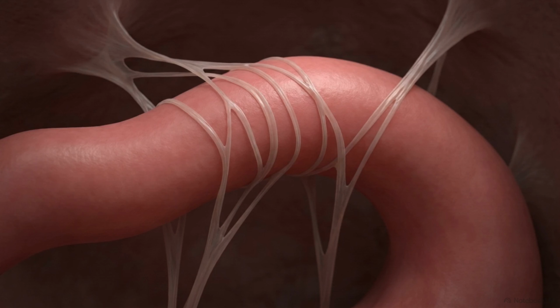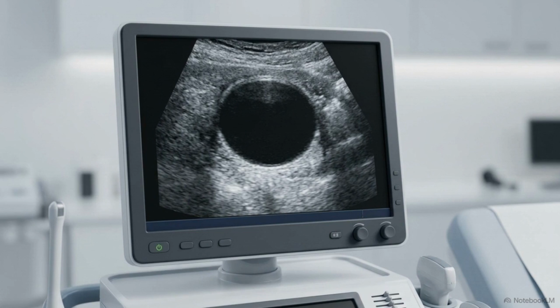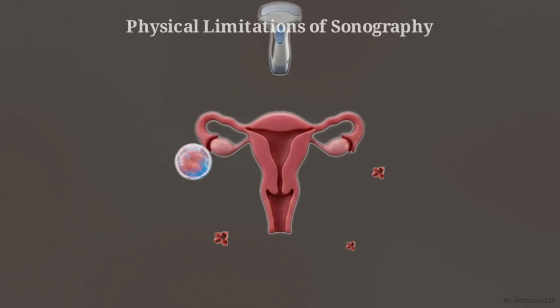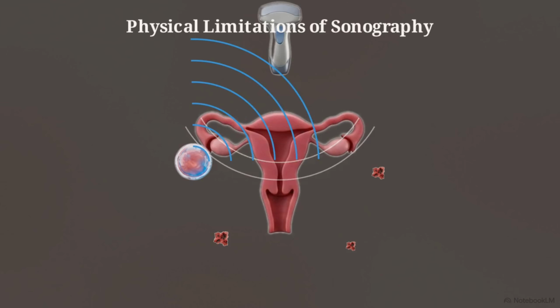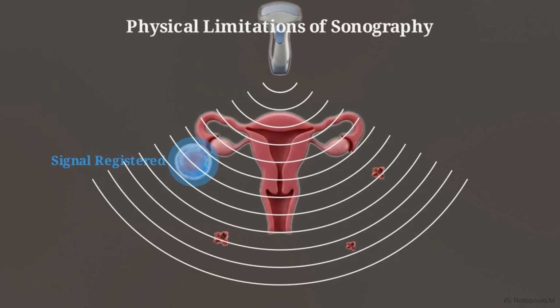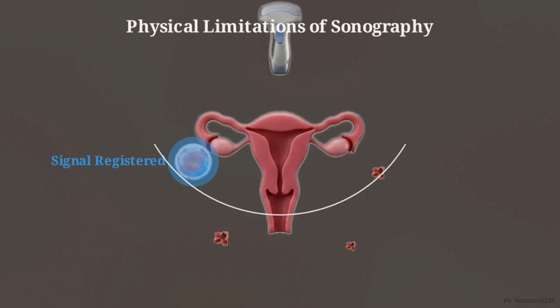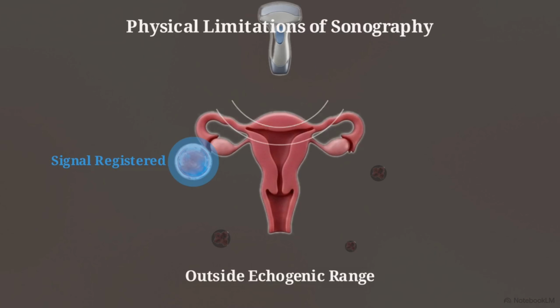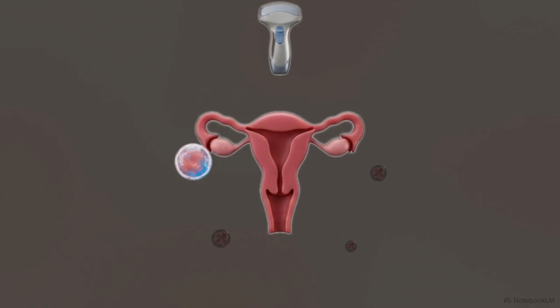Transvaginal ultrasound serves as another primary frontline tool. It operates with high efficacy when identifying large, dense structural anomalies, such as mature ovarian endometriomas. This cross-section illustrates the physical limitations of sonography. Sound waves bounce off a large, fluid-filled cyst to create an image. However, those same waves pass entirely over thin, superficial lesions on the pelvic wall without registering a signal. They fall outside the echogenic range.